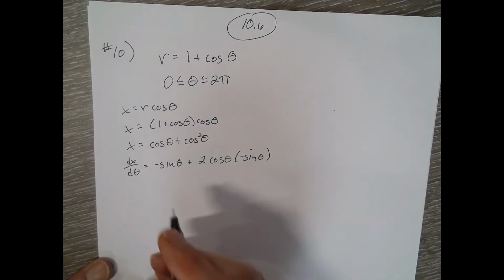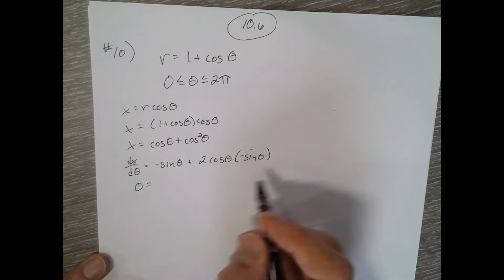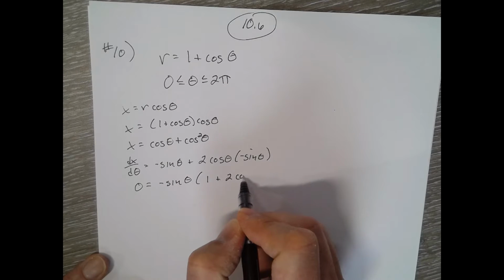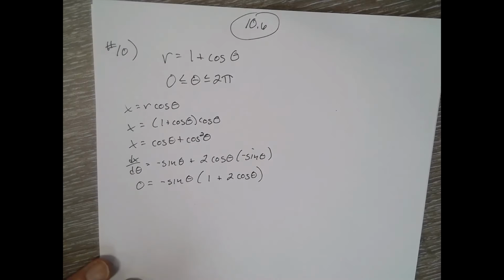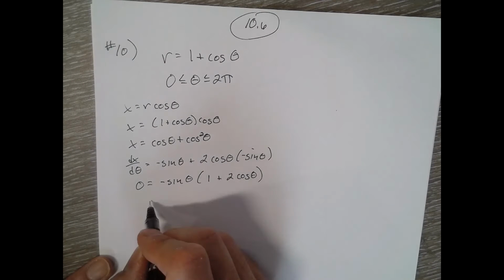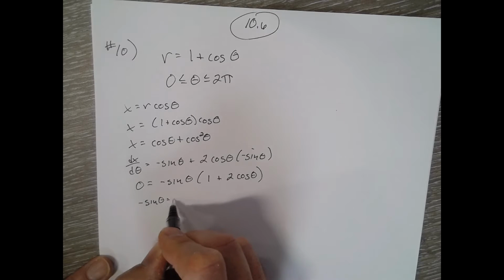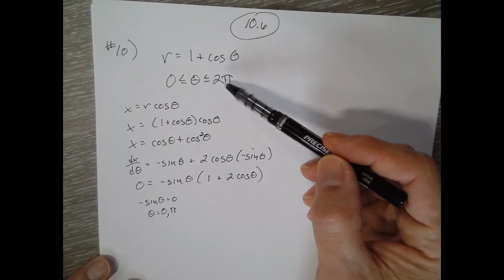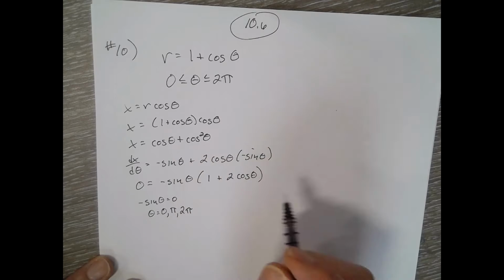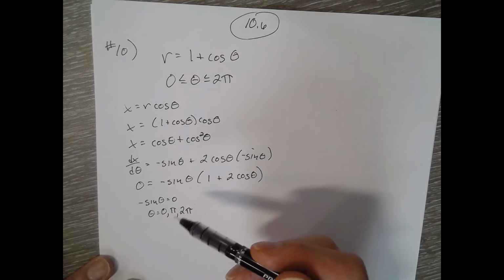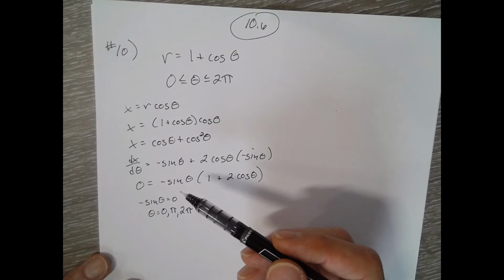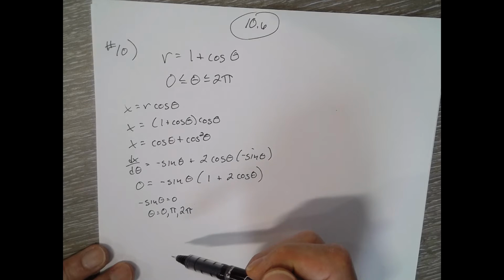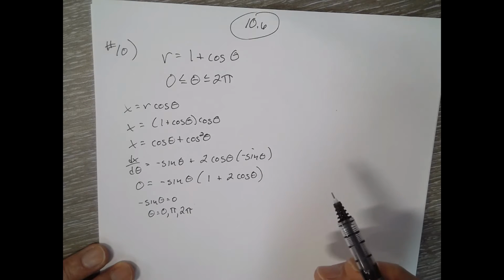We could set that equal to 0, and I'm going to pull out a negative sine theta. Alright, so we're finding when it's equal to 0, so you can set each of these factors equal to 0. Negative sine theta equals 0, so theta equals 0, pi. We're going from 0 to 2 pi, so I'll include 2 pi. So these are all possibilities that we have a vertical tangent. We're finding vertical tangents whenever dx d theta is 0 and dy d theta is not 0 at that same point. So those are three possibles.